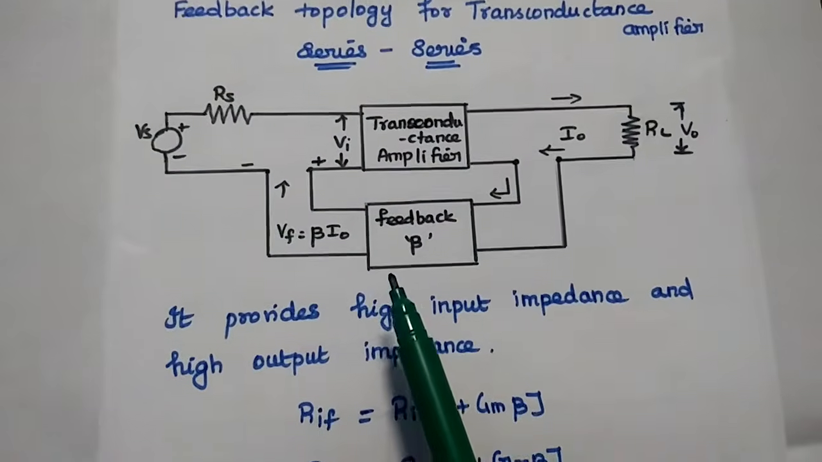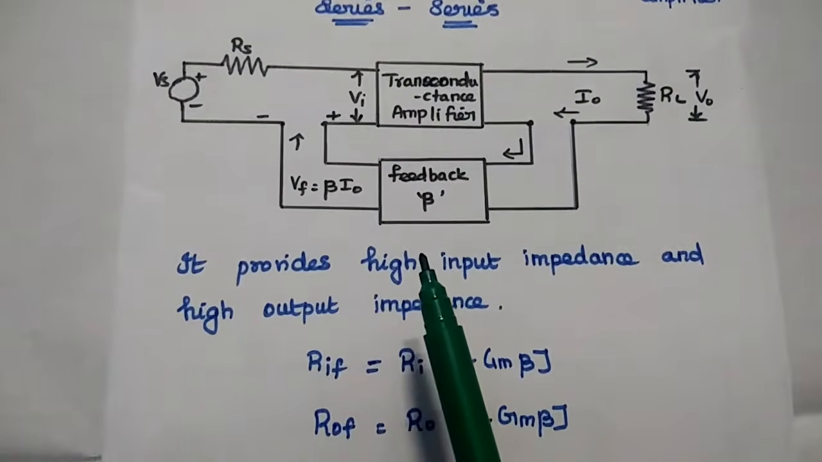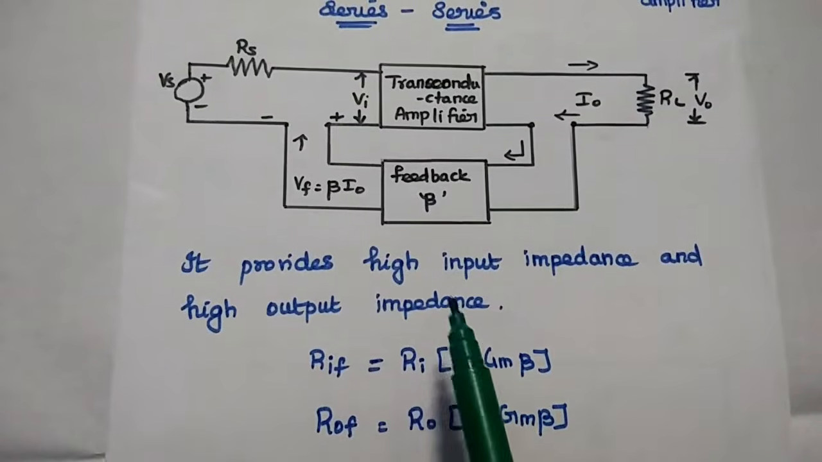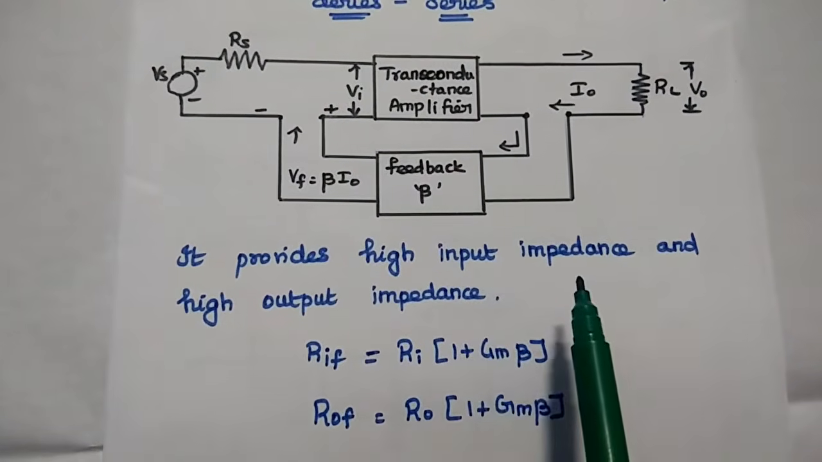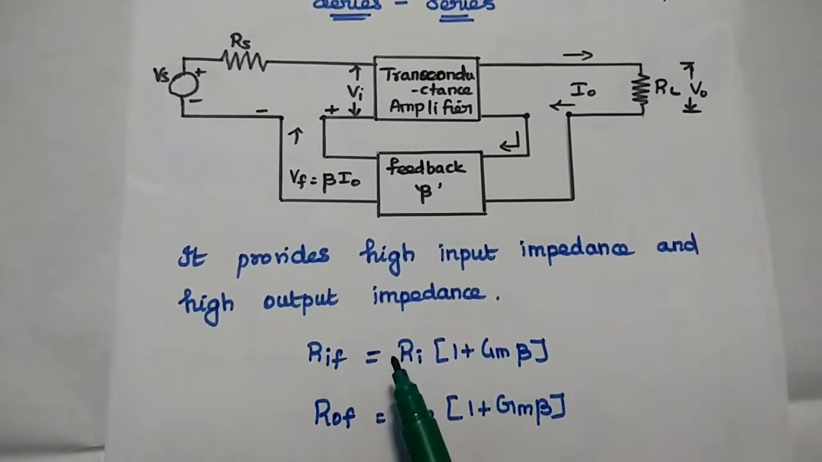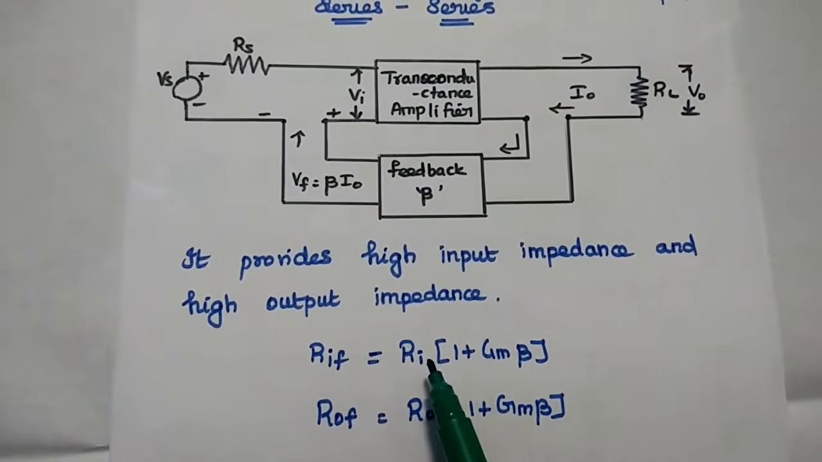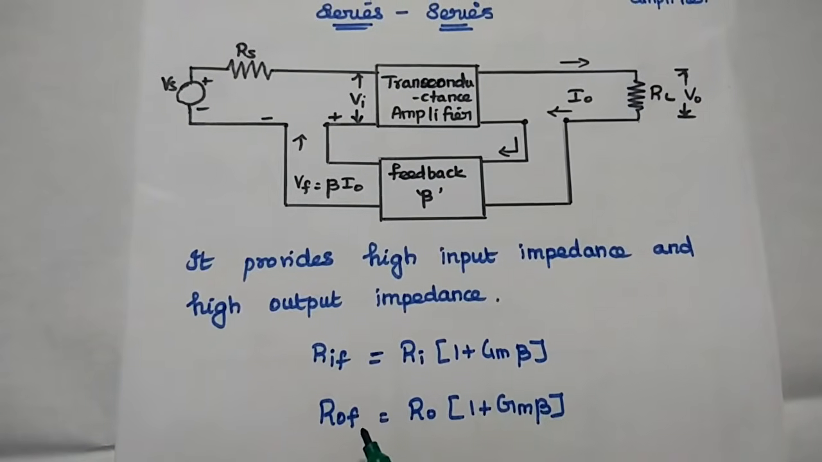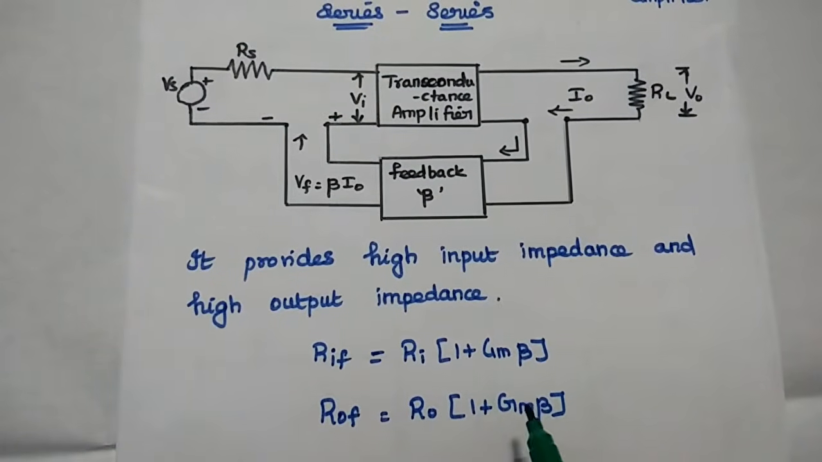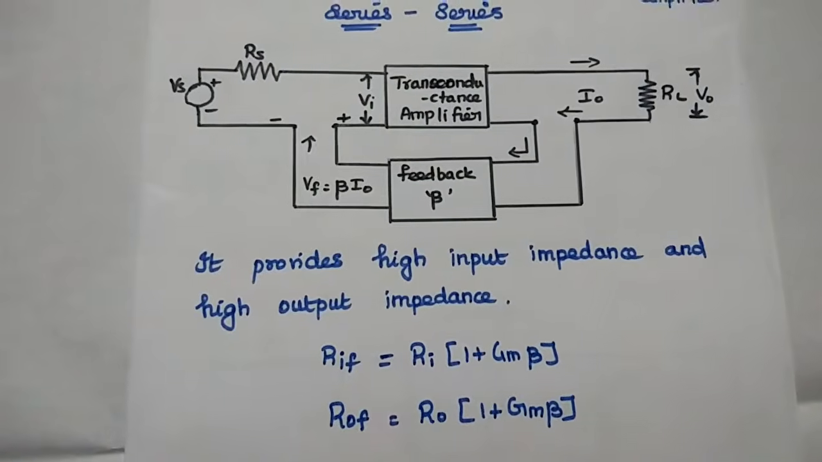So this topology provides high input impedance and high output impedance, which are required for this transconductance amplifier. High input impedance means RIF is equal to Ri into 1 plus Gm beta. High output impedance ROF is equal to RO into 1 plus Gm beta.